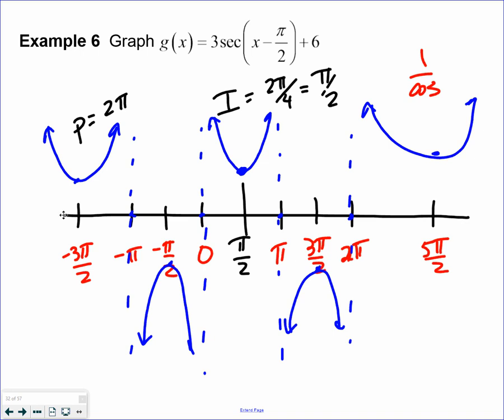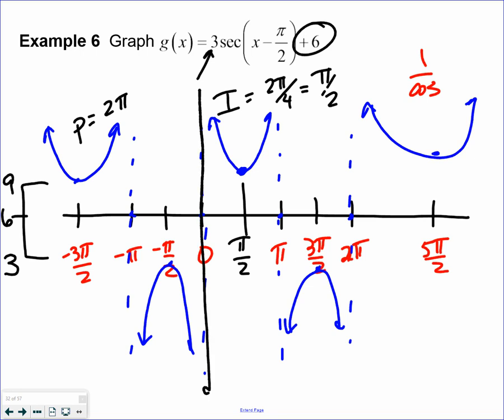Next, describe the midline. The midline there is adding 6. Notice the number at the end there that's being added. And it goes up and down 3. The 3 tells me my vertical stretch. So it goes up to 9 and down to 3. I always draw in the y-axis. In this case it ends up being on an asymptote, but I always draw in the y-axis. So there is a secant curve.